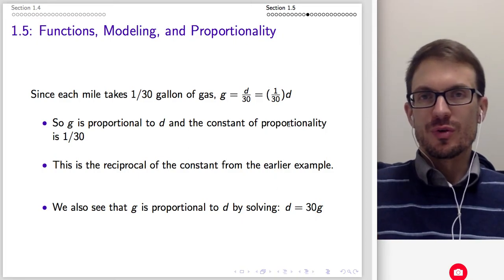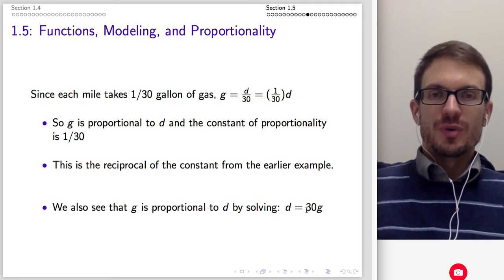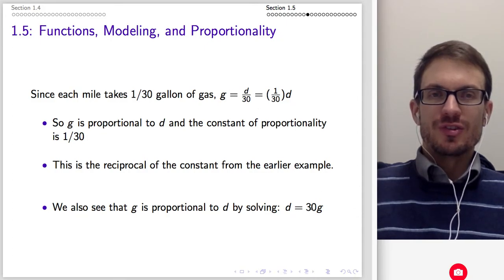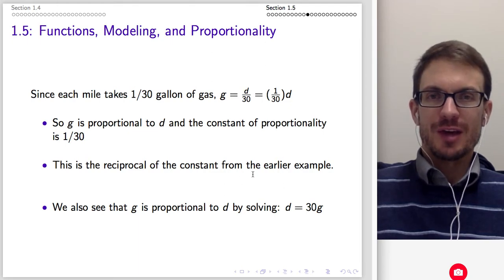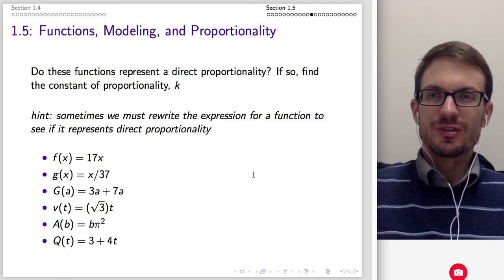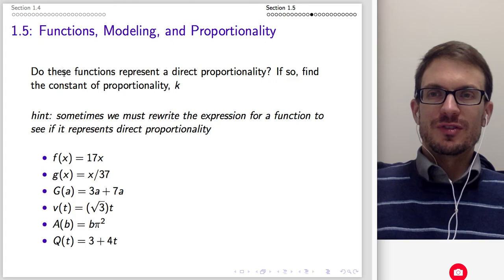Well, look, we have two equations. This one is G as a function of D. This one is D as a function of G. Right? It's the same relationship. It's just that one version is sometimes better for thinking of some applications, and the other version is better for thinking of other applications.